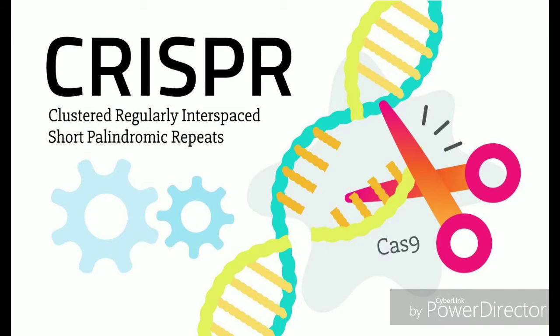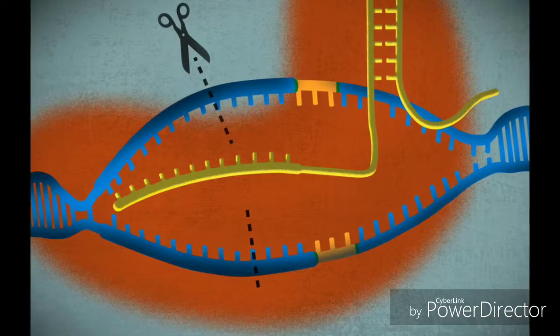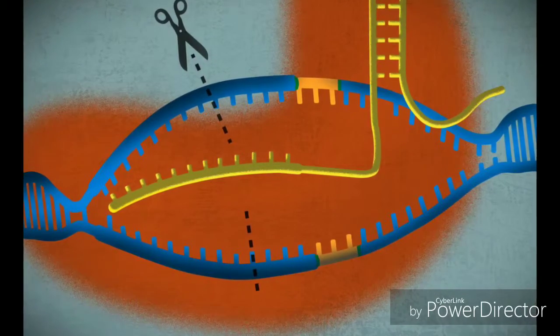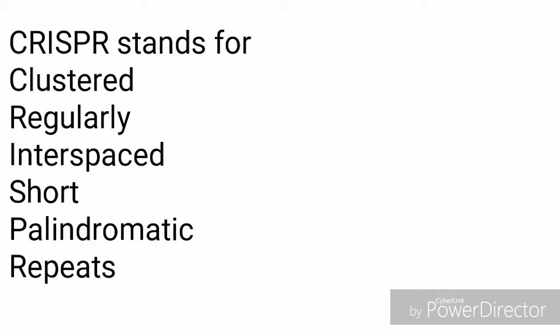CRISPR-Cas9, often shortened to either CRISPR or Cas9, is a modern gene editing tool used to genetically alter certain organisms and is currently the cheapest, quickest, and easiest way to alter DNA. To cut it simple, CRISPR stands for Clustered Regularly Interspaced Short Palindromic Repeats. This is both a mouthful and probably doesn't make much sense to me or most people watching. What about the Cas9 part?